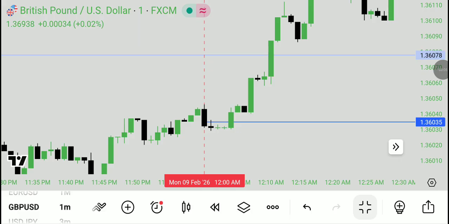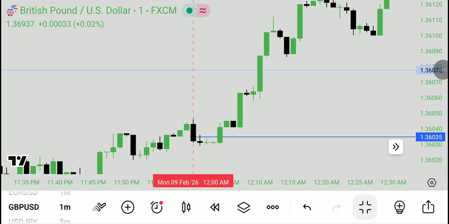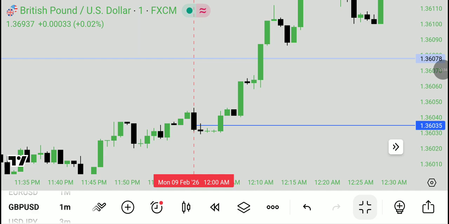Today being 9th of February 2026, which is Monday, I want to teach how you can use previous week and previous day high and previous day low to find a setup, and also how you can use pair of trend to get a bias. I said bias, not setup.